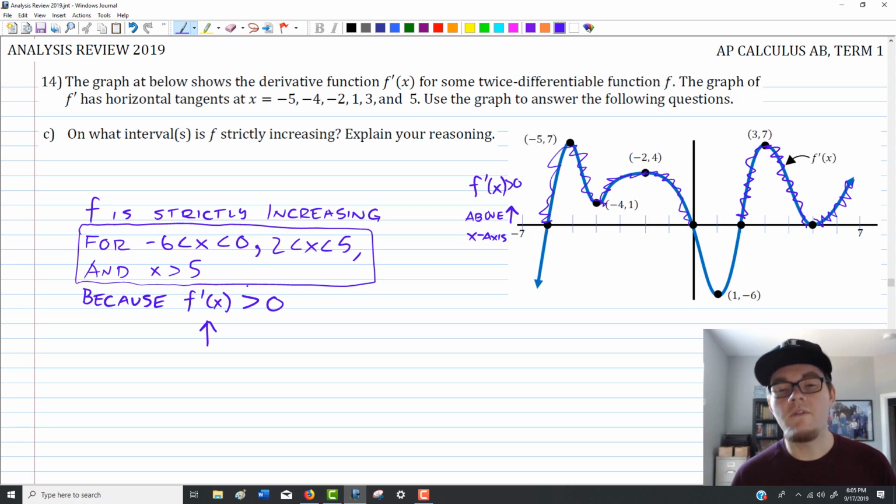F prime of x is the function we're using to analyze. Be very specific. Don't call it the slope. Don't call it the function. Don't call it the graph. Call it f prime of x. Please. Por favor.